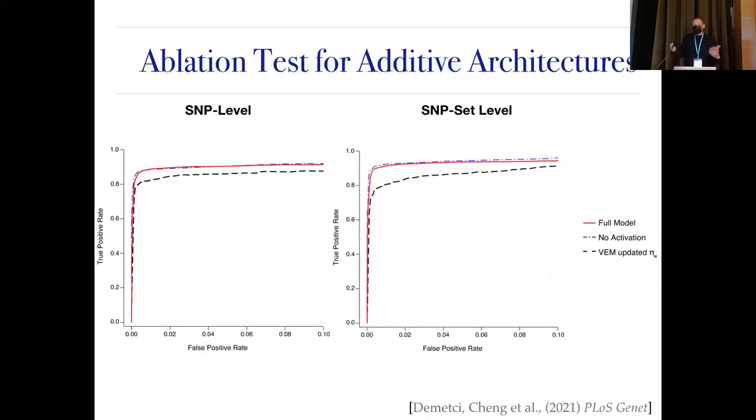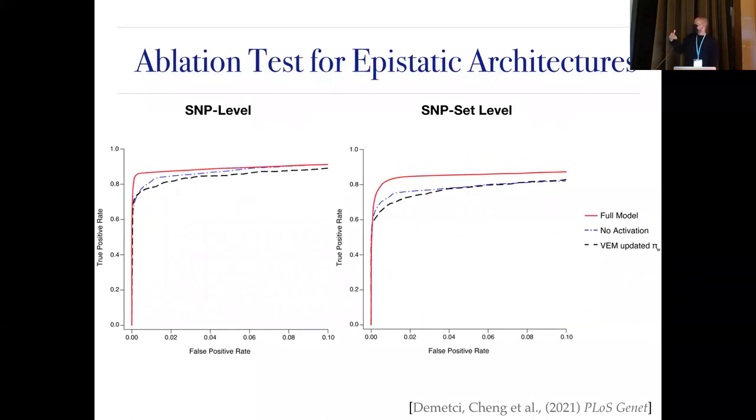You might be asking, do nonlinear models actually really matter? The answer is yes, they do. So here in this ablation test of additive effects, we took away parts of bands to figure out if the nonlinear piece really mattered. For additive effects, it really doesn't. The power for bands stays the same. But if I had simulated traits with epistasis or something, you can see that the power of bands starts to drop when I remove that nonlinear component.